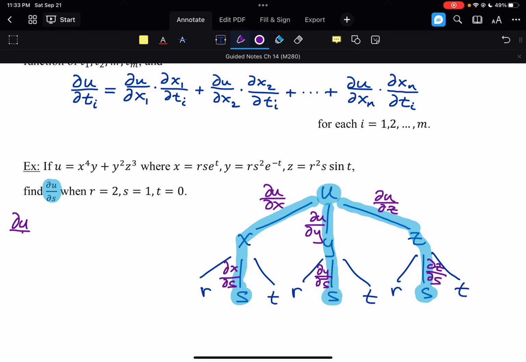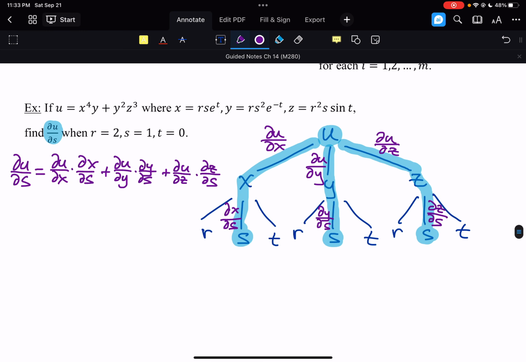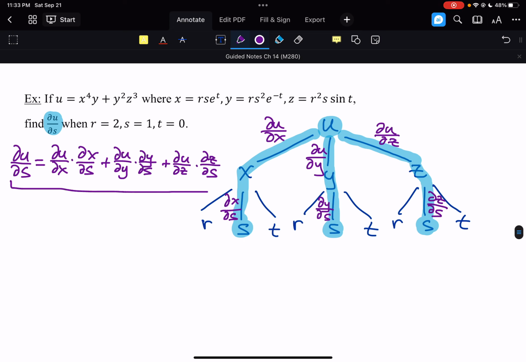So partial u with respect to s is partial u with x, times partial x with s, plus partial u with y, times partial y with s, plus partial u with z, times partial z with s. And that's going to be our chain rule formula, just in general here, for this case. So now we need to get all of these different partial derivatives, put them all in this specific order, and then we can sub in the values as we go in here.